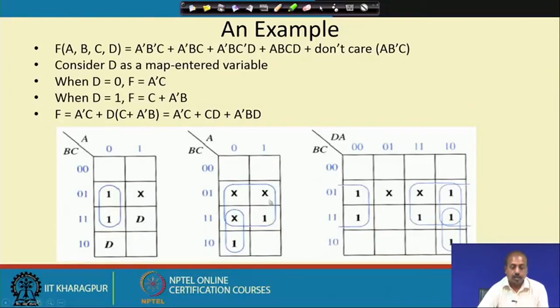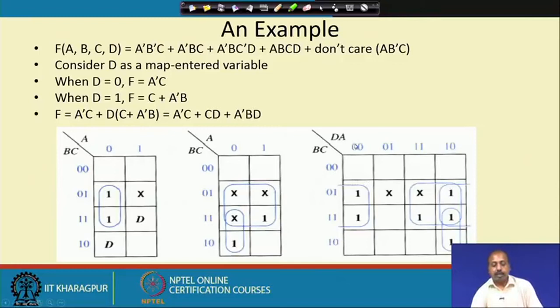Okay. So now you do a grouping, so you get one term as this one, which is nothing but c. Okay. So that is nothing but c, and from this pair you will get a bar b. So c plus a bar b, and this map is coming when d equal to 1, so it is multiplied by d. So then if you expand it, you get a bar c plus c d plus a bar b d.